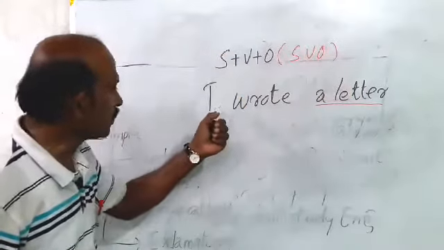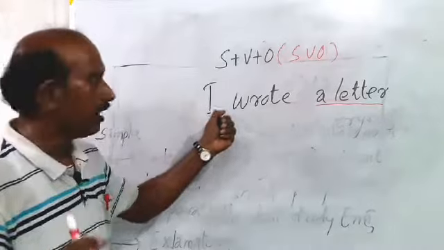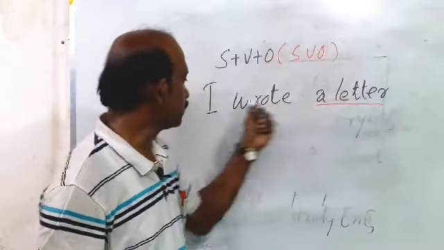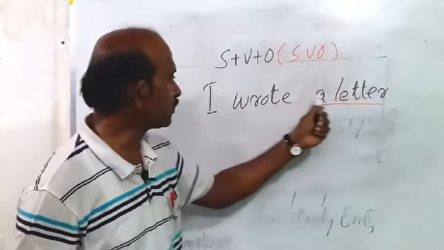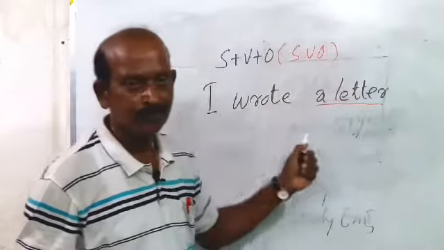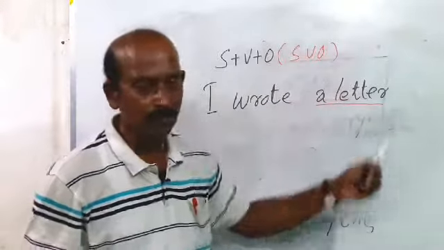So this pattern is known as follows. This is the subject, this is the verb, and this is the object. Subject plus verb plus object, or SVO. Follow here the pattern, SVO.